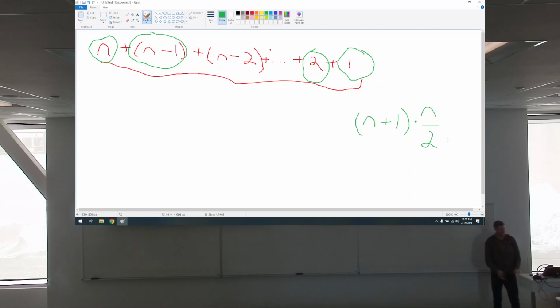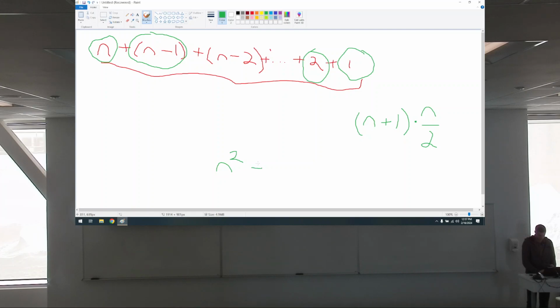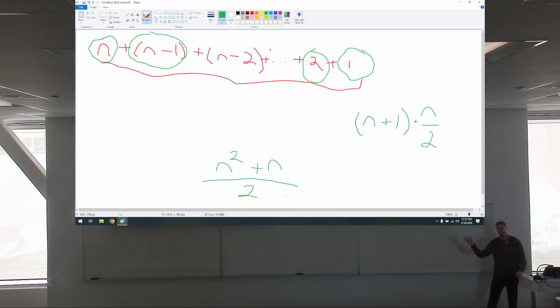So there we go. And if you multiply all this out, what do you get? Well, you get n squared plus n divided by 2. Look, when you look at that, if that's our T of n, what's the big O going to be? N squared.